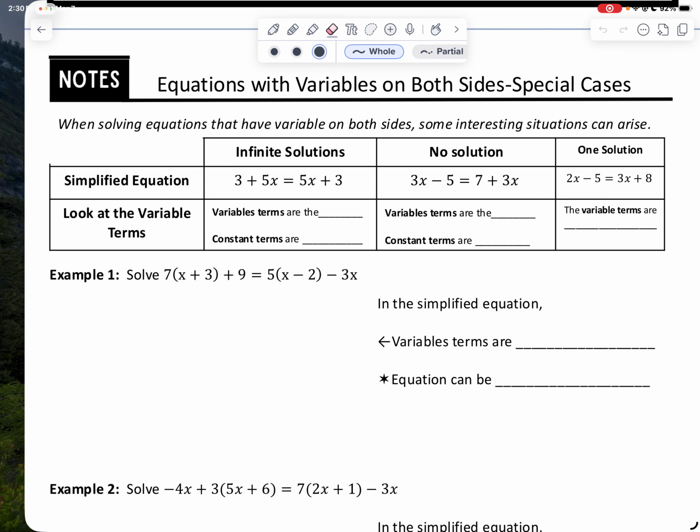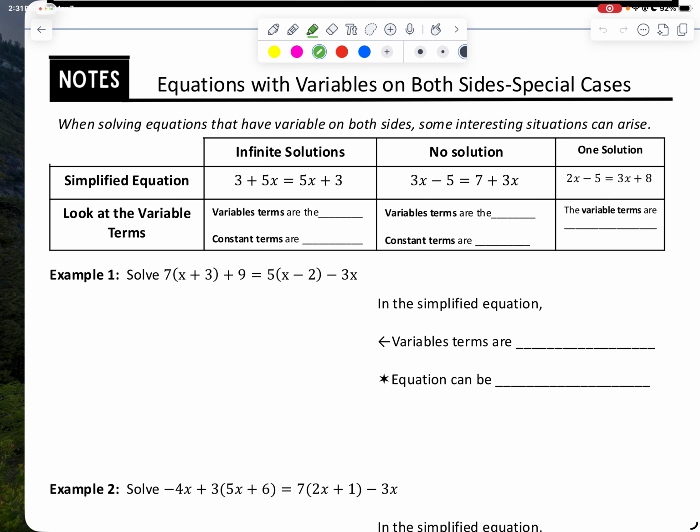In today's lesson, we will be looking at solving equations with variables on both sides that have either no solution or infinite solutions. These are special cases that everyone should be familiar with when solving. If you're familiar with these cases, it can help you save time when solving them. So there's three things that can happen when you're solving an equation with variables on both sides.